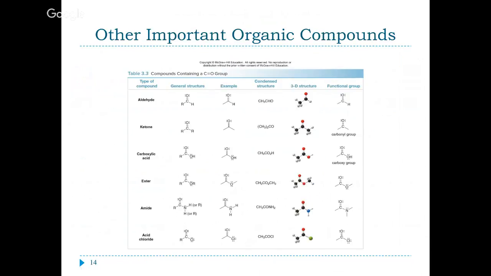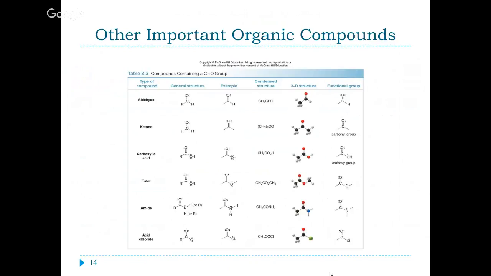So some other important organic compounds. Now we're looking at things that can be double bonded. So aldehydes, ketones. Aldehyde is when you have a double bonded oxygen at the end of a carbon chain. Ketone is when you have a double bonded oxygen in the middle. So most common aldehyde that we've probably heard of is formaldehyde, right? It's used as a preservative, tissue preservative. Common ketone would be acetone. So it's used in fingernail polish remover.